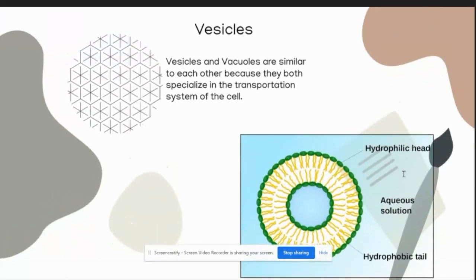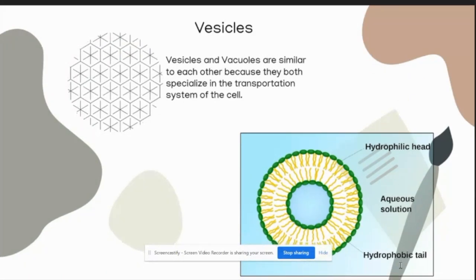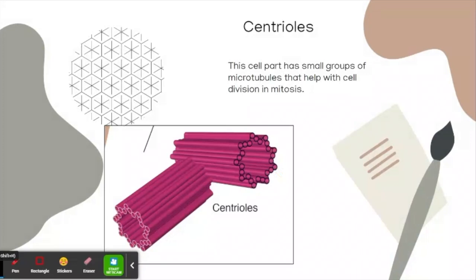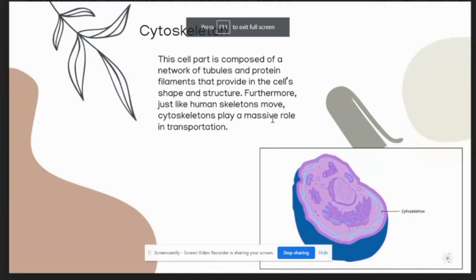It has different parts of a vesicle. For example, the hydrophilic head, the aqueous solution, and the hydrophobic tail. Centrioles are basically small groups of microtubules that help with cell division and mitosis.